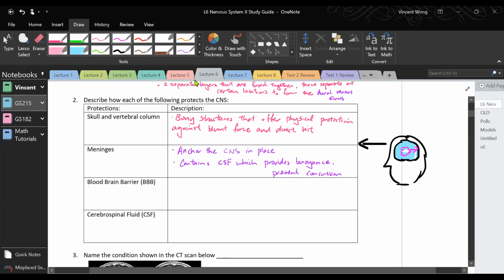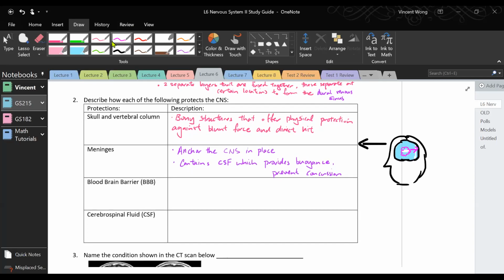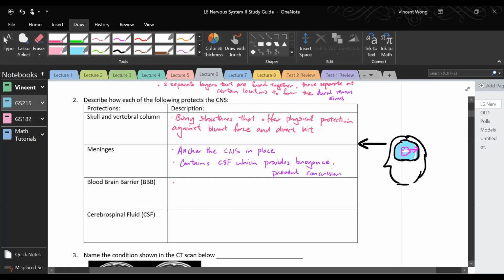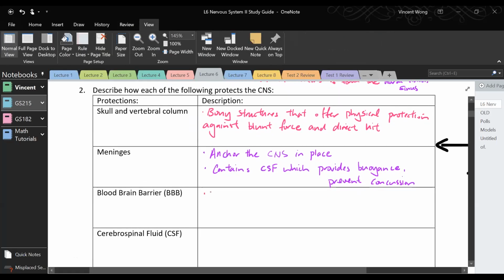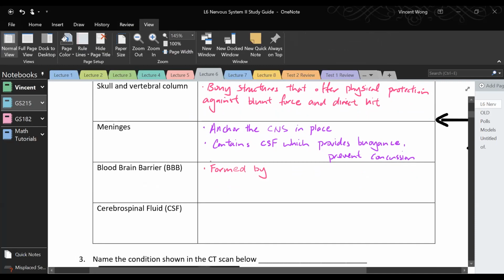Okay, next we have the BBB, the blood-brain barrier. Okay, so can anyone tell me what forms the BBB? The blood-brain barrier is formed by what type of cells? Does anybody remember at all?